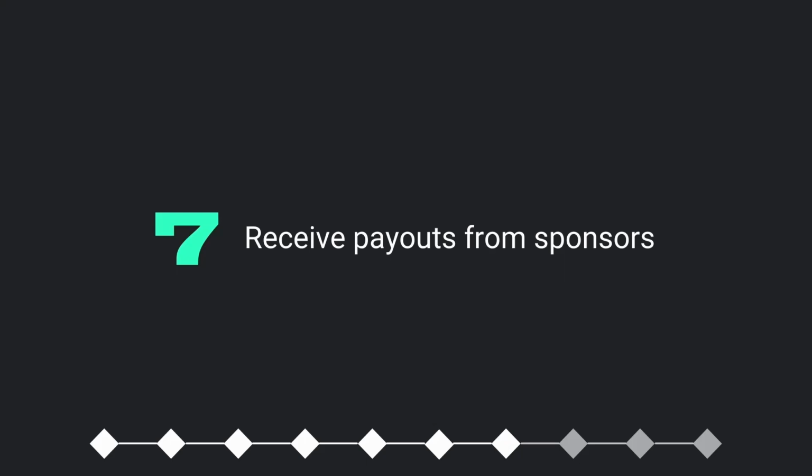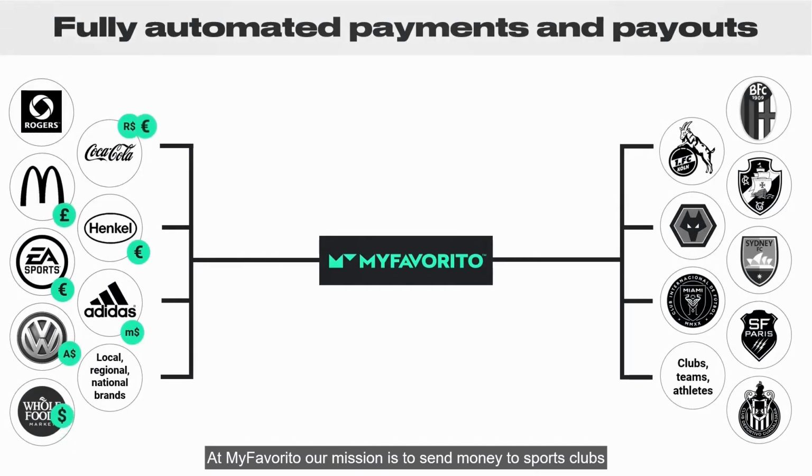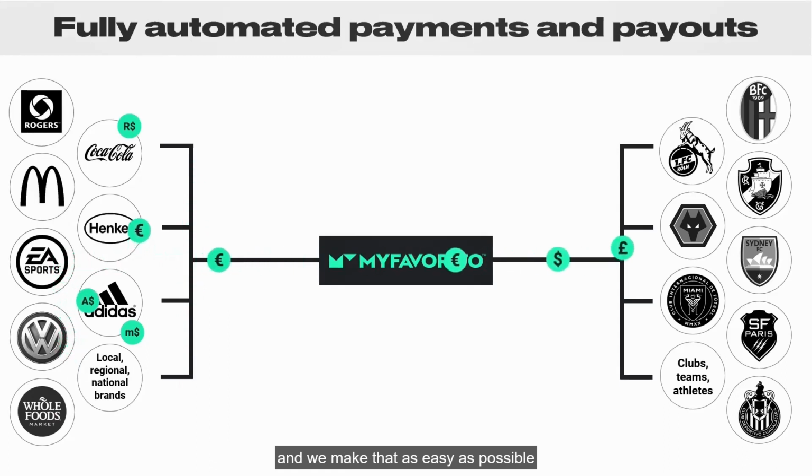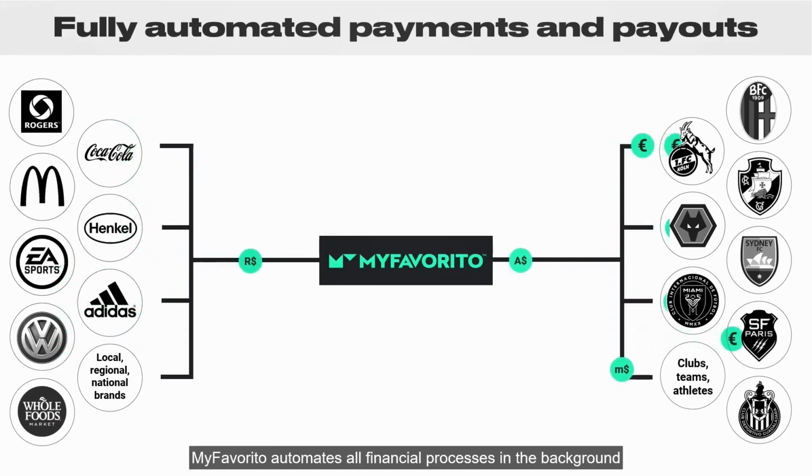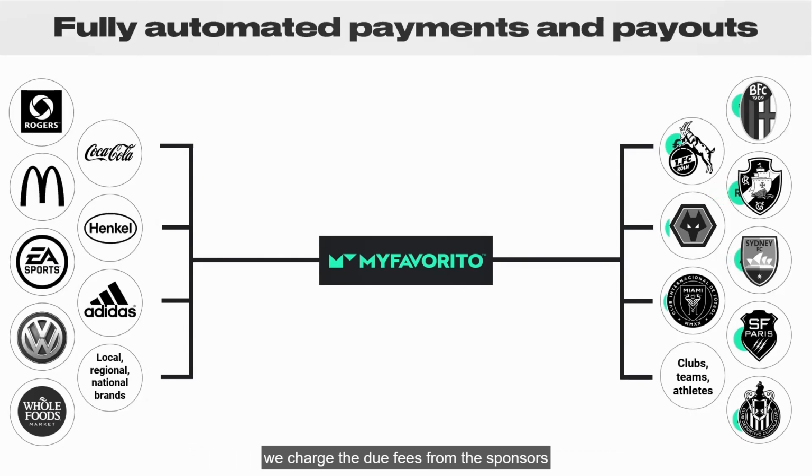Receive payouts from sponsors. At MyFavorito, our mission is to send money to sports clubs, and we make that as easy as possible. MyFavorito automates all financial processes in the background. We charge the due fees from the sponsors and pay them out to the sports clubs.